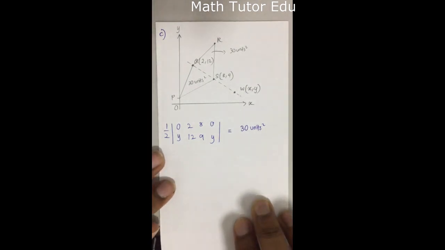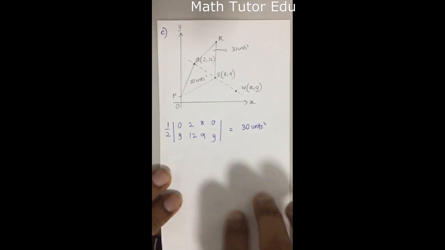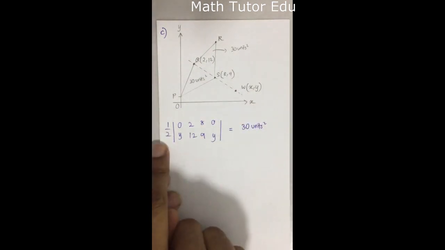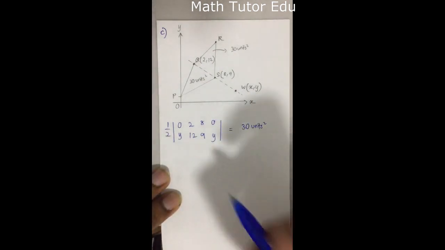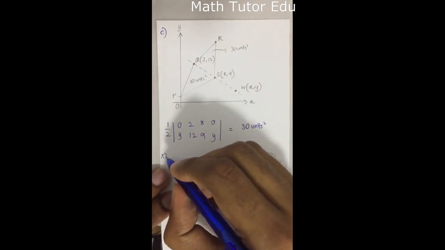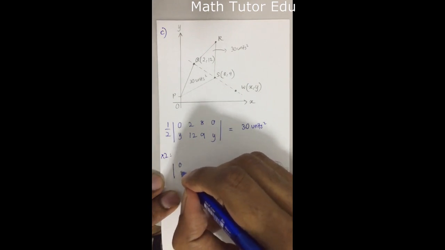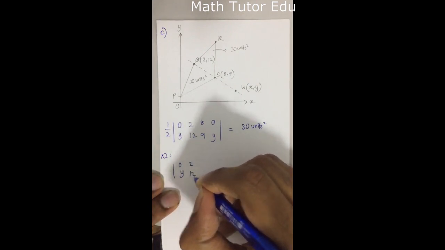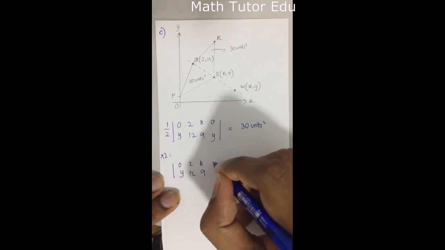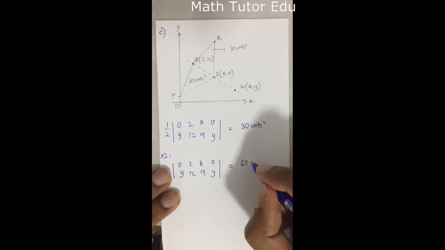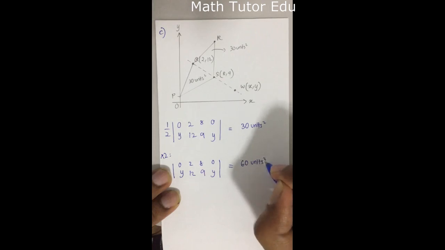Okay, so for the next step, what we're going to do is times by 2 on both sides of the equation, of course, to eliminate this fraction. Okay, so times 2. So from here you get the modulus of (0, y), (2, 12), (8, 9), (0, y), okay, equals to 60 units square.